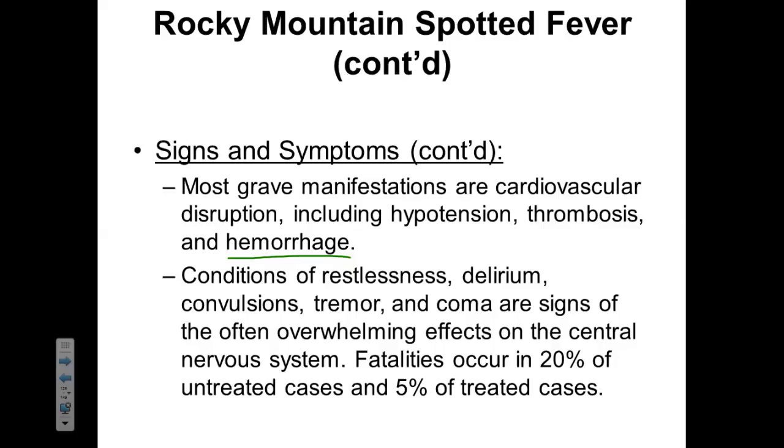tremor, and coma. These are typically going to be signs of the overwhelming effect that this bacterium has on the central nervous system of the patients. In approximately 20% of untreated patients, there will be a fatality, but treatment lowers that fatality rate down to 5%. So treatment increases the likelihood of living through this disease by 15%.